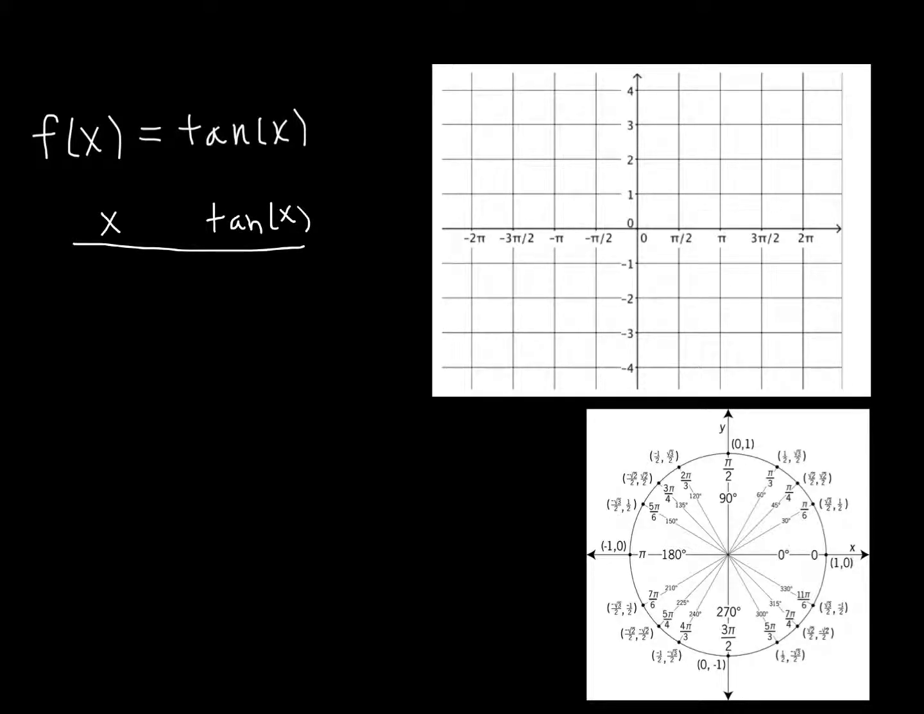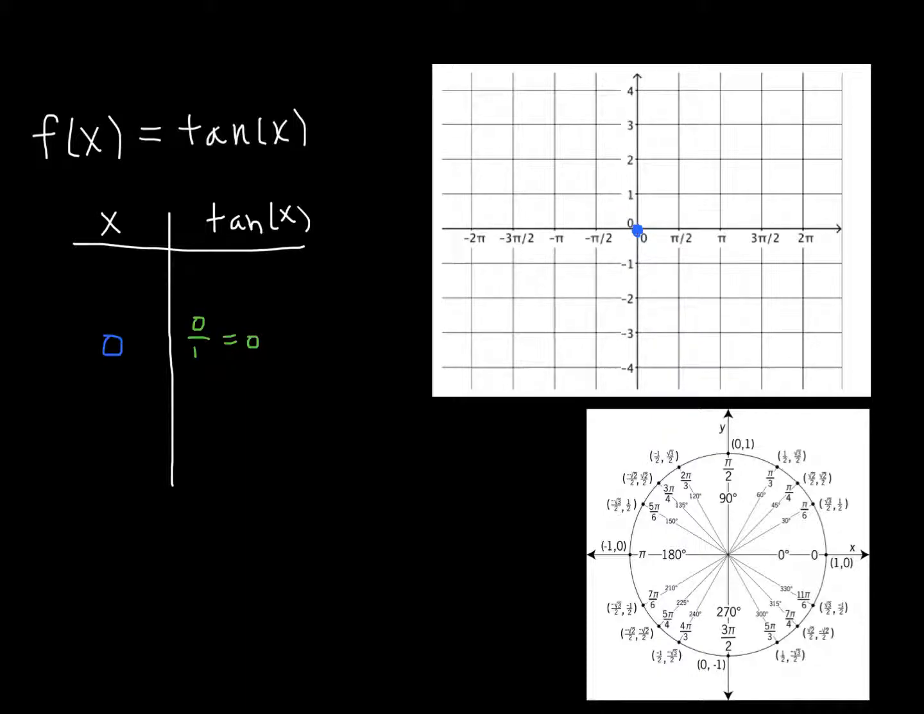Okay. And I'm just going to do this for a couple of values and see where the plot is going. So let's just start off when we have 0 in the argument. So tangent of 0. Tangent is, of course, the sine over the cosine, which in this case is going to be 0 over 1, which is 0. So we have an x-intercept right there.